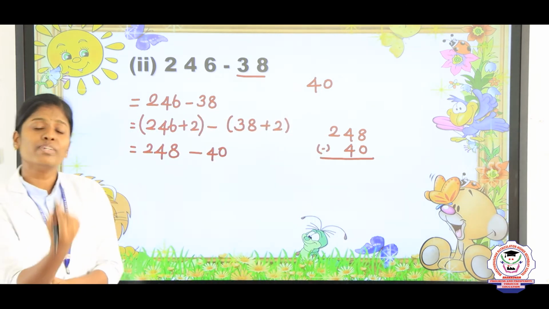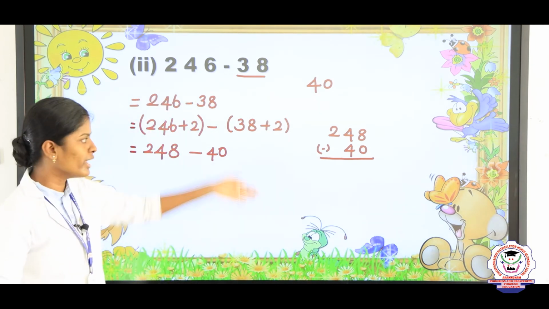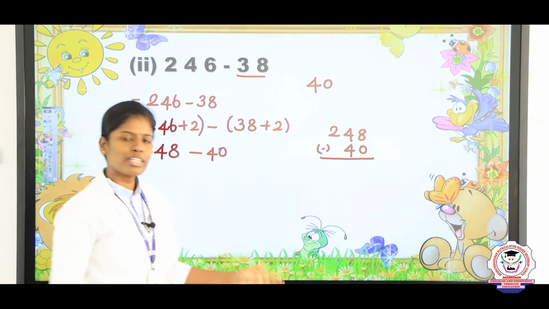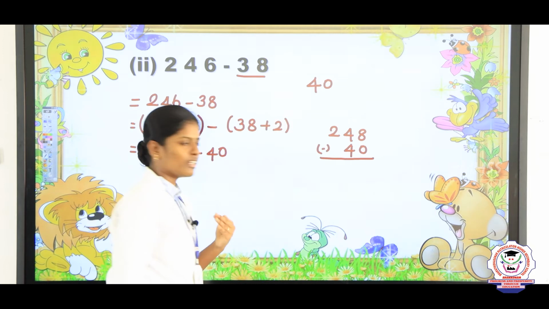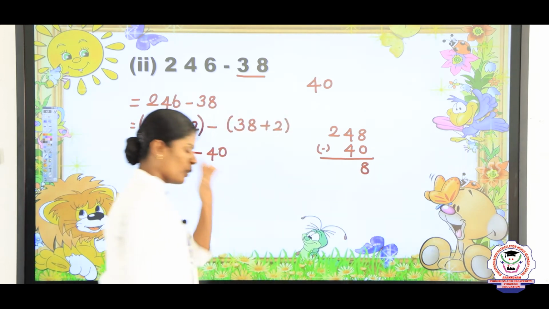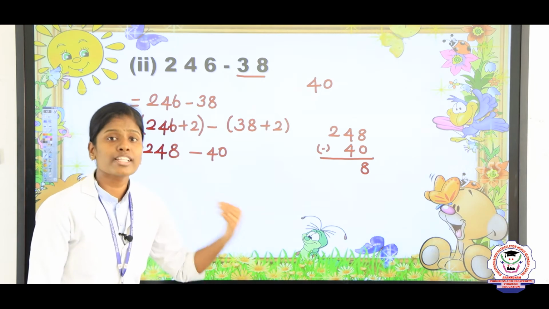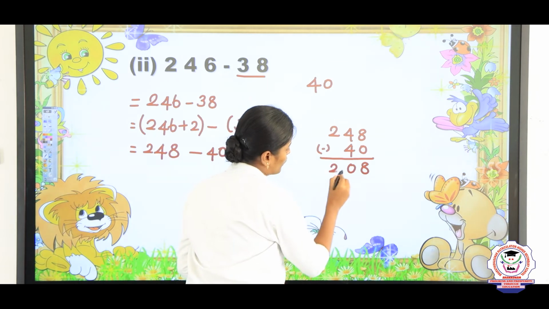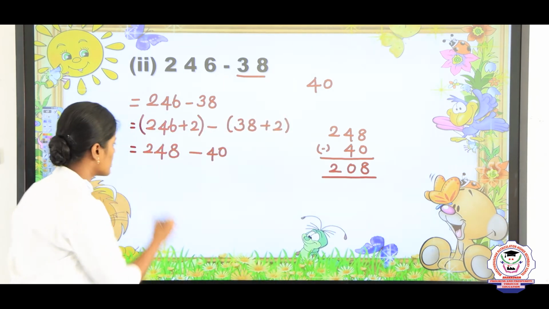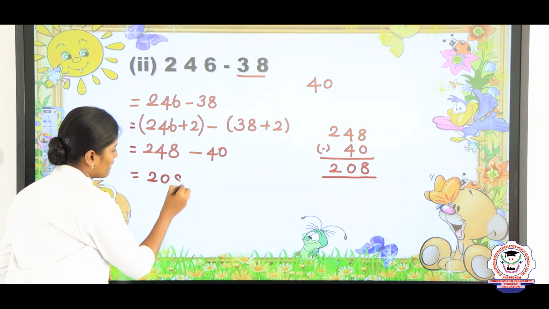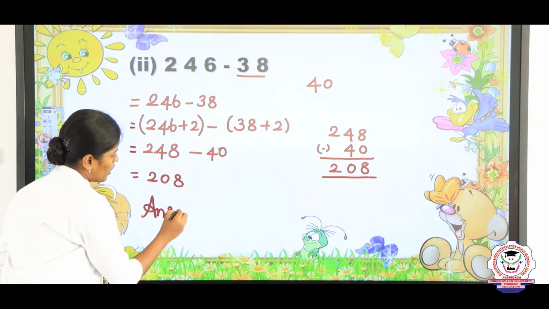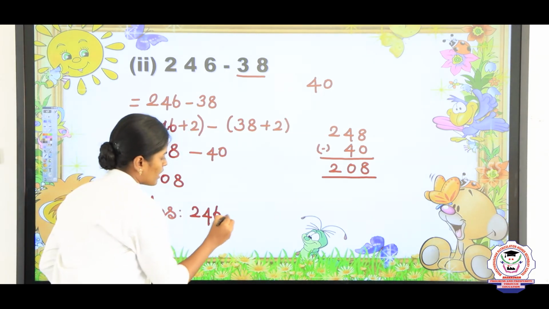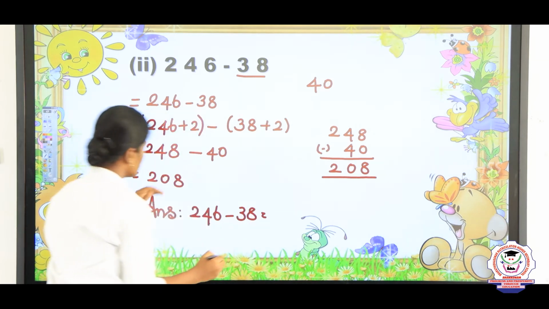While subtracting, first we take the ones place value, tens place value and the hundreds place value. Now tell me Nasreen, what is the ones place value? Very good. Here the ones place is 8 minus 0. The answer is 8. So write 8. Next is 4 minus 4. So what is the answer? The answer is 0. Then write 2. So our final answer is 208. Finally, write the answer. First the question. What is our first question? 246 minus 38. So the final answer is 208.